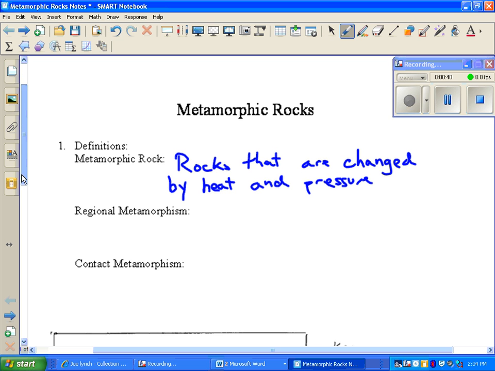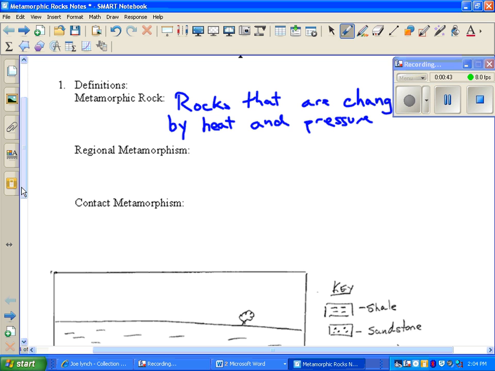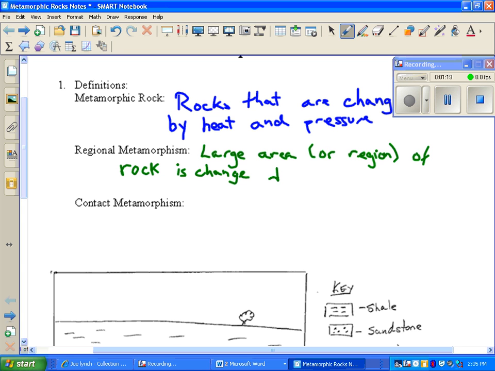And there's going to be two types of metamorphism we need to learn about. One is regional metamorphism. And regional metamorphism is when a large area or region of rock is changed by the heat and pressure deep underground.